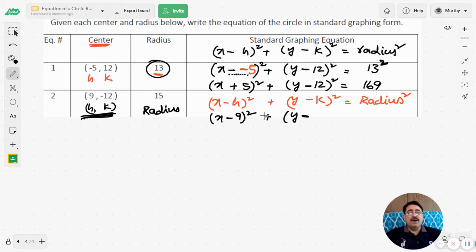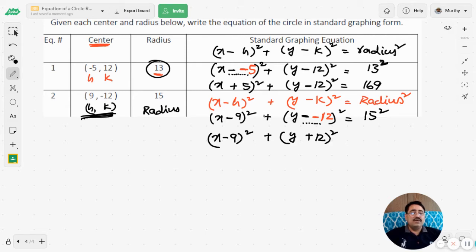Plus y minus what is k value? Negative 12. So here there is double negative. No problem. What is radius? I see that 15, therefore 15 square. So x minus 9 square plus y negative of negative, that is positive 12 square, 15 square, 15 times 15. We can make use of calculator. Okay. Now questions on this.